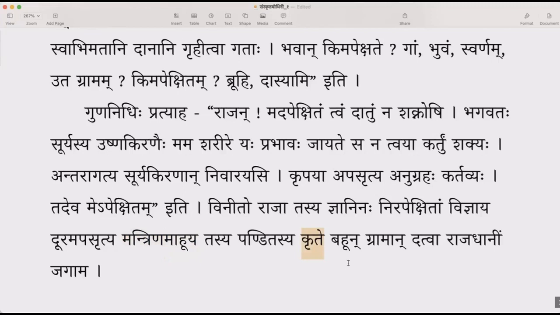Mahun graman dattva. He gave, having given several villages. Rajadhanim jagama, he went back to the capital. Prati jagama. That's all. He went to his capital. Saying, this entire thing would have happened in the Rajadhani itself, is it? No. Rajadhani jagama, he went to his capital.